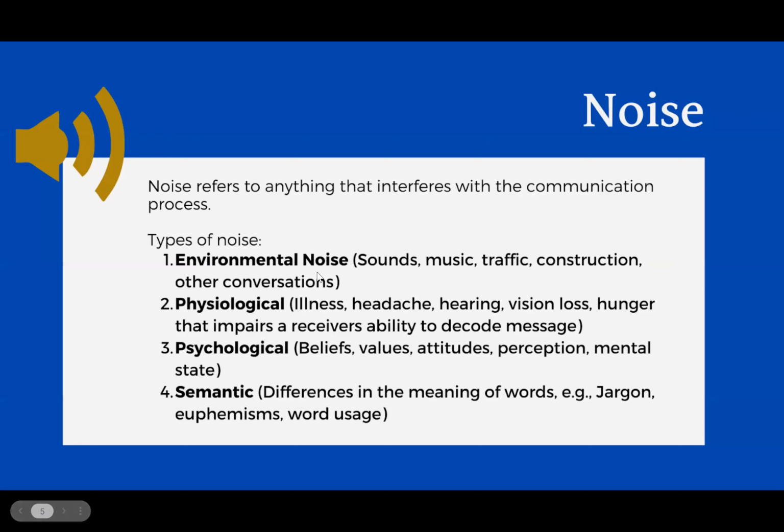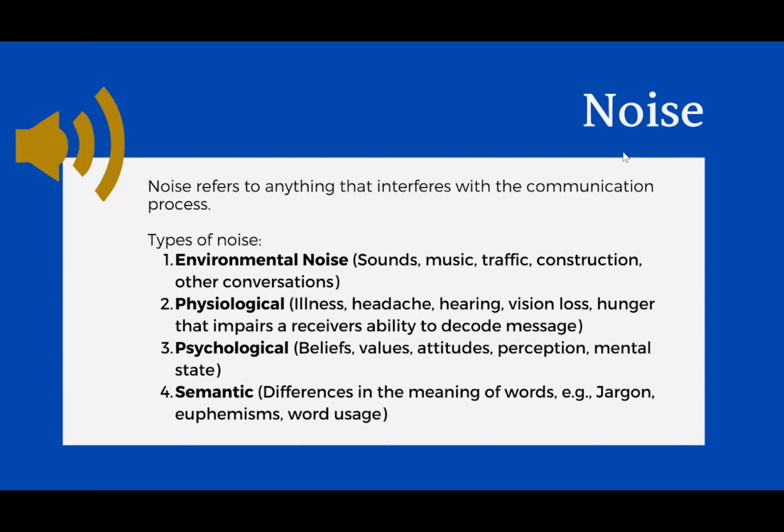So when we refer to noise, we're referring to anything that interferes with the communication process. So here are 4 different types of noises that we normally talk about when we talk about communication. One of them being environmental noise. So the noises that you hear, like the sounds, music, traffic, construction, or even other conversations can affect our ability to actually interpret or even send a message. Often we get distracted, we hear something like a siren, our attention just goes to the siren, and we don't pay attention to what's going on in front of us or what people are saying to us.